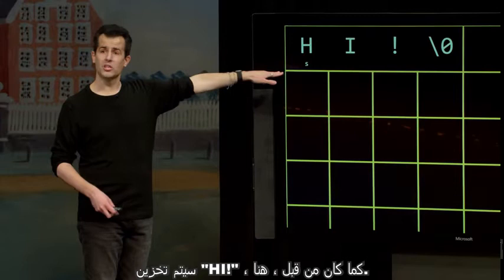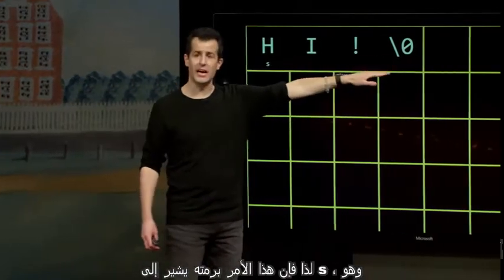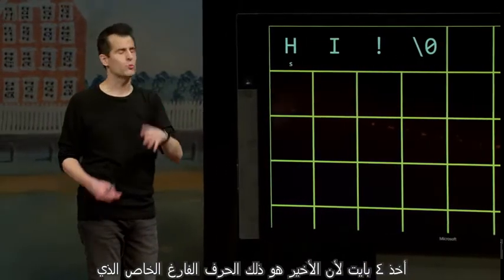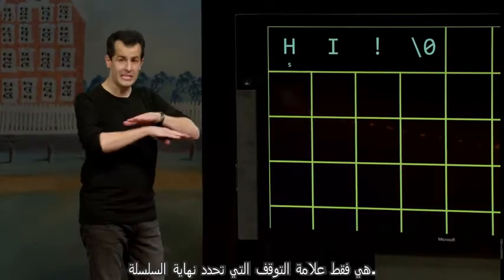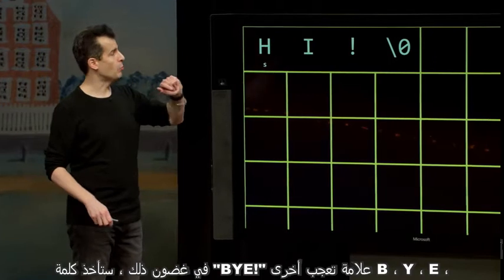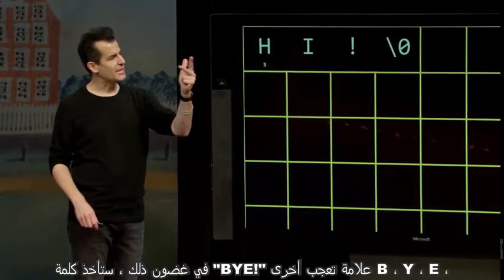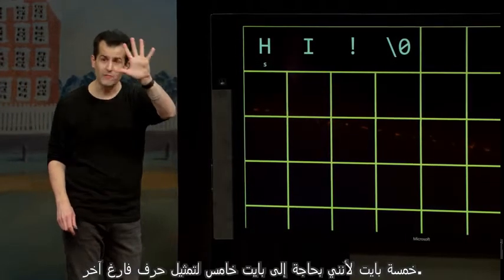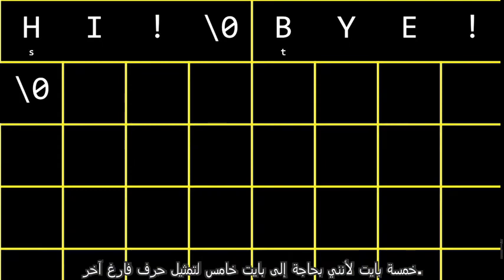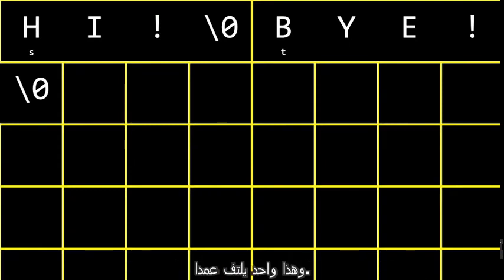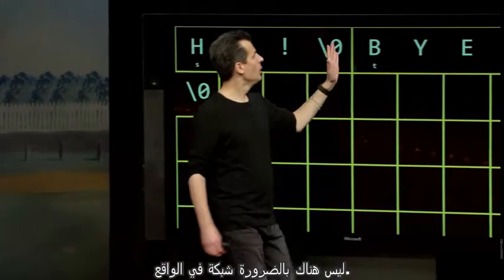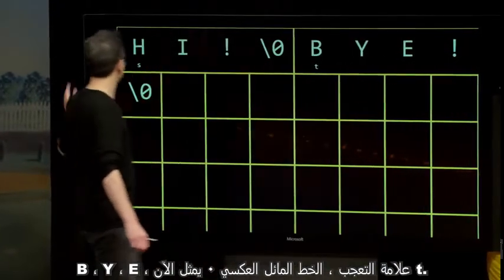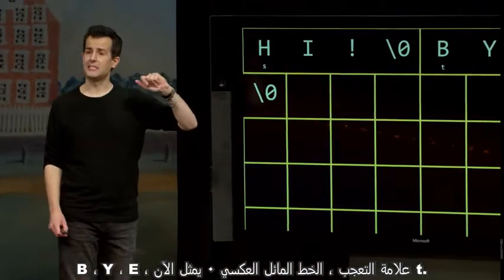Hi, as before, is going to be stored here. So this whole thing refers to S, and it's taking 4 bytes because the last one is that special null character that is the stop sign that demarcates the end of the string. Bye, meanwhile, is going to take up another 5 bytes, B-Y-E exclamation point, because I need a 5th byte to represent another null character. And this one deliberately wraps around, though again, this is just an artist's rendition. There's not necessarily a grid in reality. B-Y-E exclamation point \0 now represents T.